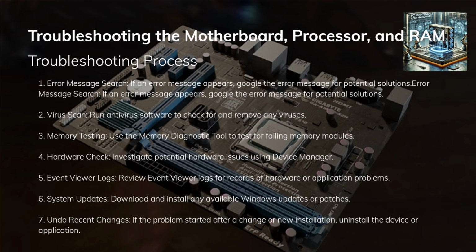To find the source of a problem, follow these steps. First, if an error message appears, search for it online for potential solutions. Next, run antivirus software to rule out any viruses. If you suspect memory issues, use the memory diagnostic tool to test for failing modules. You can also use Device Manager to check for hardware problems. Review the event viewer logs for any records of hardware or application issues. In Windows, ensure all updates or patches are installed. Finally, if the problem started after a recent change or installation, try uninstalling the device or application to see if that resolves the issue.